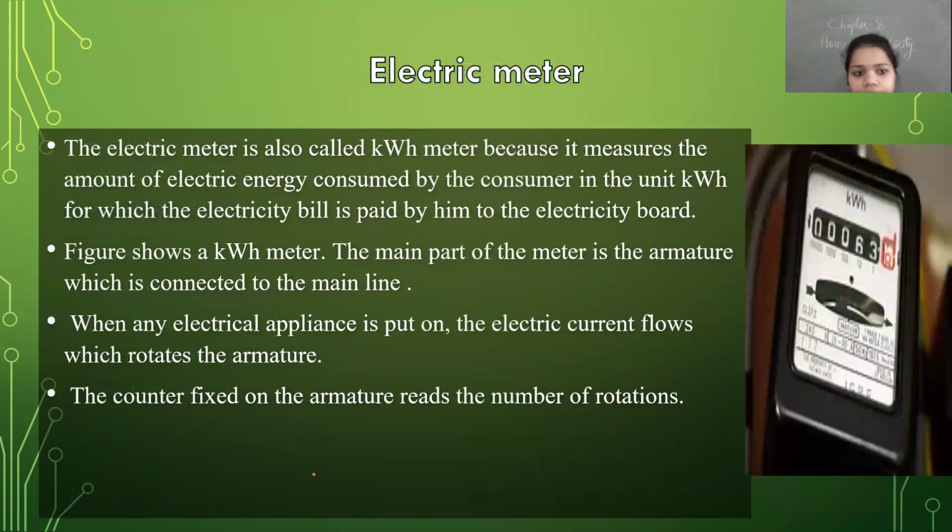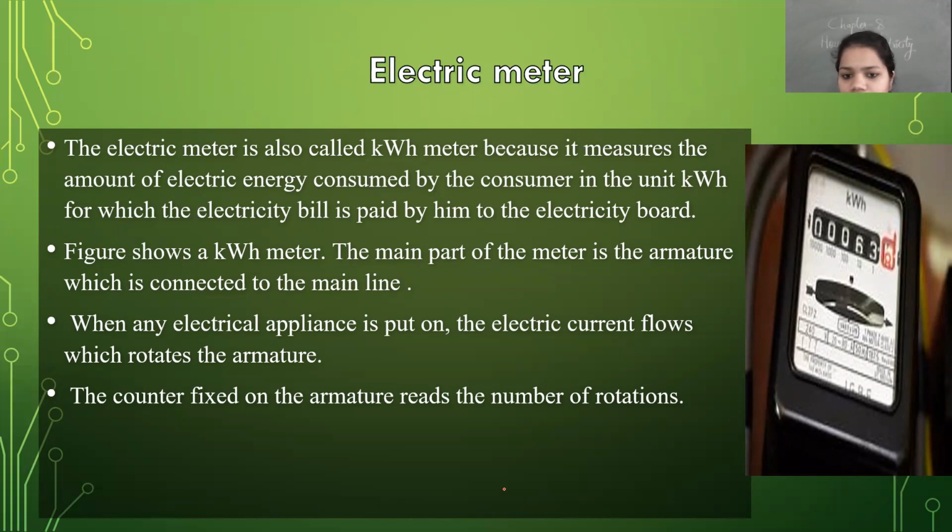Next, we have the electrical meter. The electric meter, we have all seen, is there in our house, and it is also known as the kWh meter, that is the kilowatt hour meter, because it measures the amount of electric energy consumed by the consumer in this unit, kWh. And we pay the electricity bill on the basis of this unit.